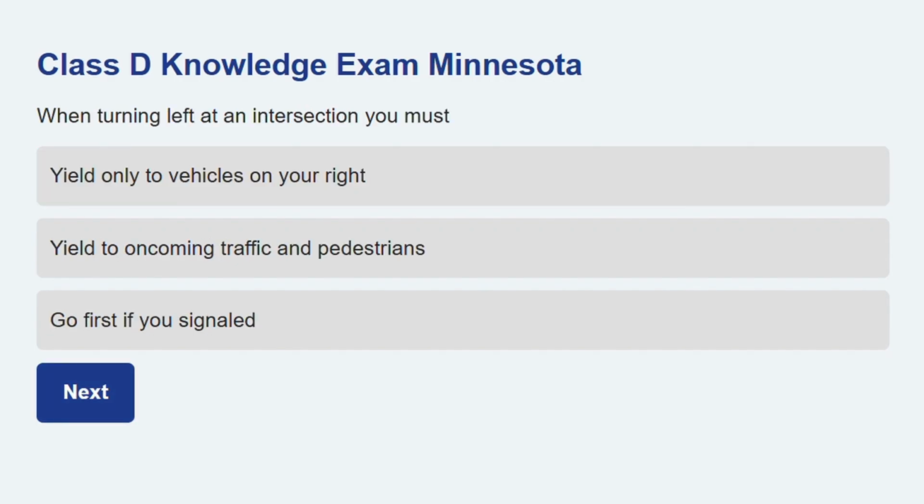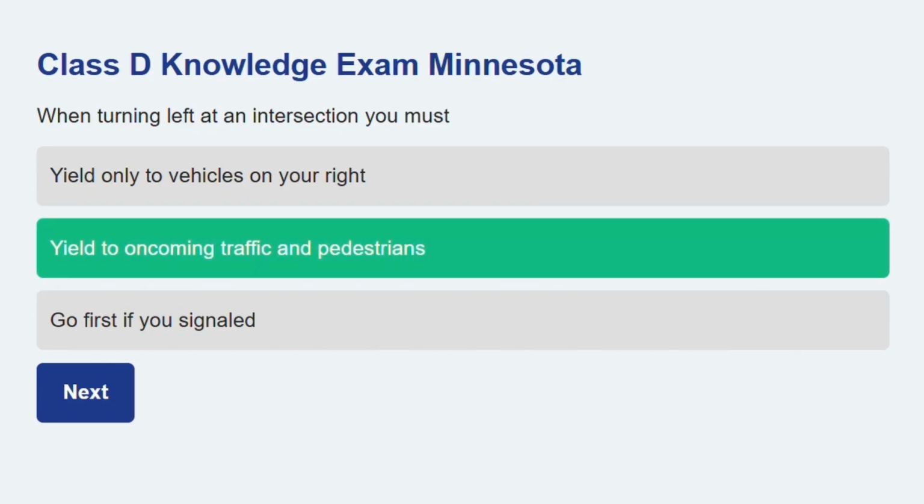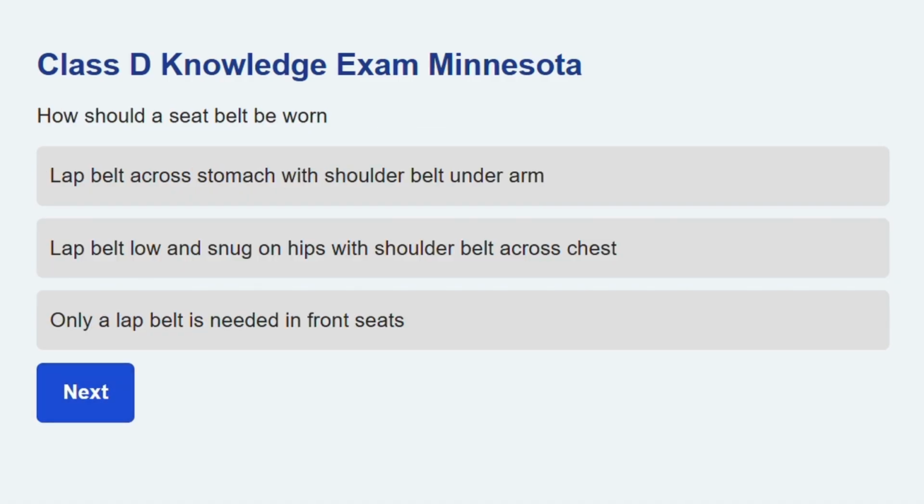Here's another one. When turning left at an intersection, you must yield to oncoming traffic and pedestrians. Left turns cross the path of oncoming vehicles, making them one of the most dangerous maneuvers, so you must wait for a safe gap. Continuing on.